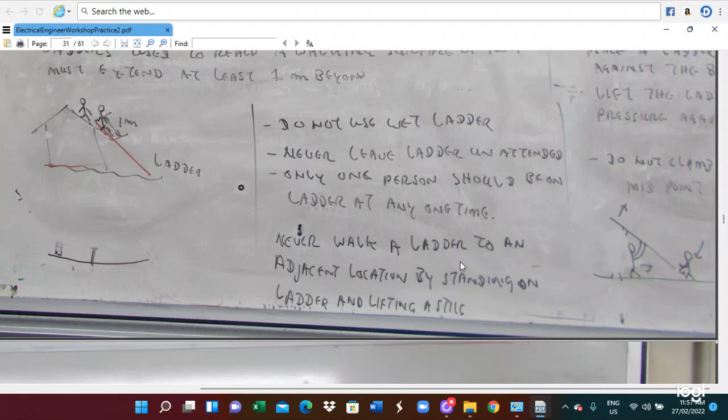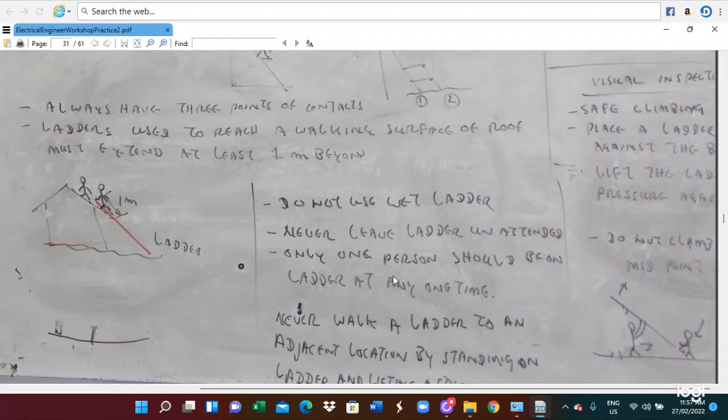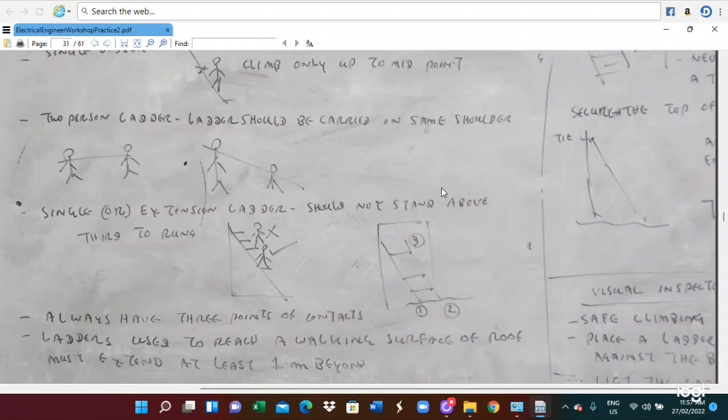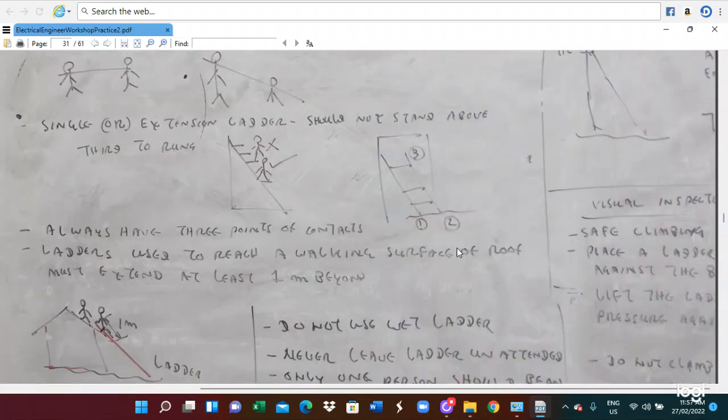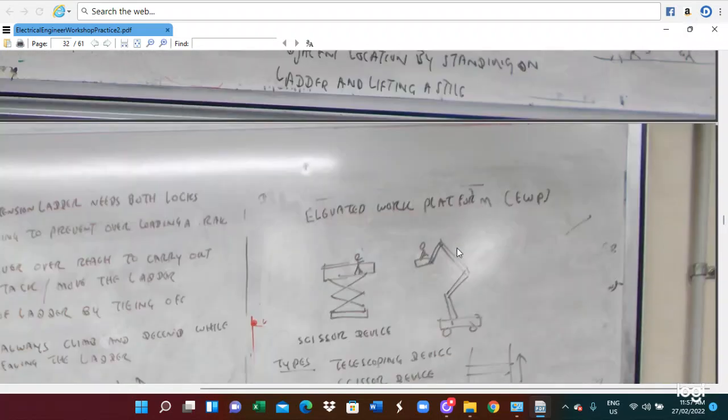Never walk the ladder to an adjacent location while standing on it. In this case, sometimes you are walking here, but you cannot move from there. If you are in this position and want to change to another position, you have to go down and change the ladder. The ladder position is also an important aspect.